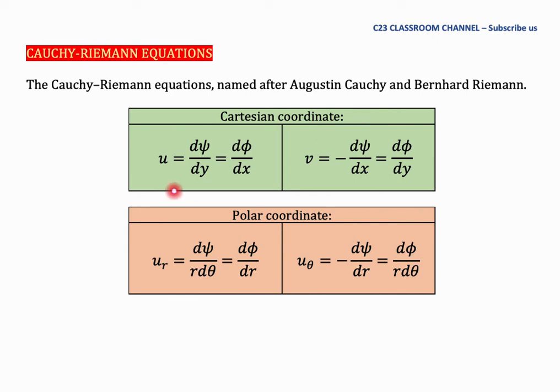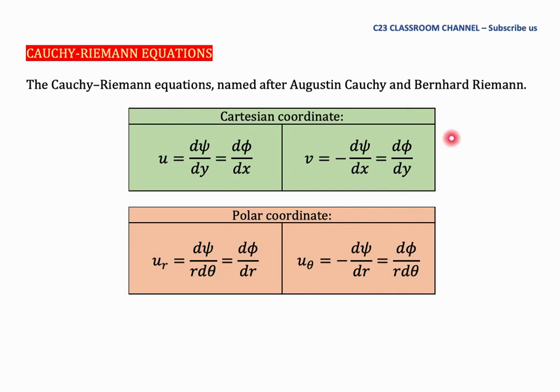For Cartesian coordinates, we could conclude that u is equal to d psi over dy, and it is also equal to d phi over dx. For velocity component v, it is equal to negative d psi over dx, equal to d phi over dy. For polar coordinates, it can be written as u_r equal to d psi over r d theta, equal to d phi over dr. And u theta for polar coordinates is equal to negative d psi over dr, and it is also equal to d phi over r d theta.